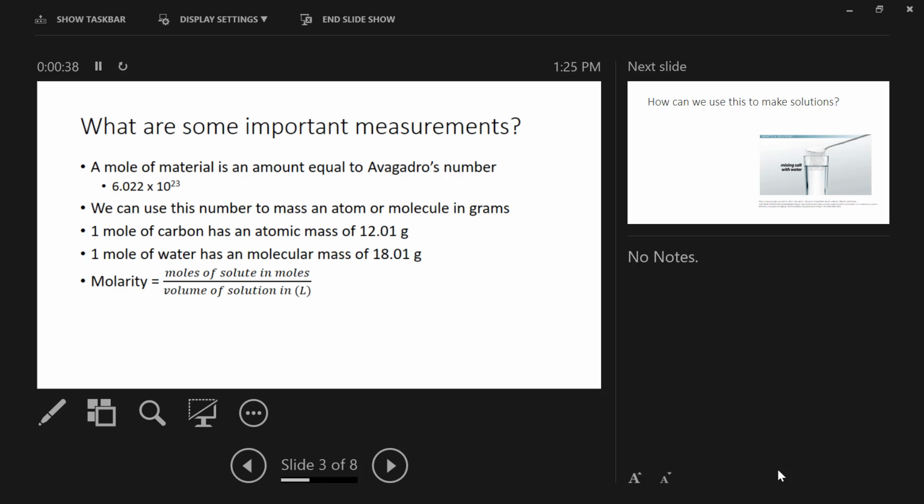So here we were making solutions based on percentage of total mass. Now we can make solutions based on molarity, the number of moles of a material dissolved in water.